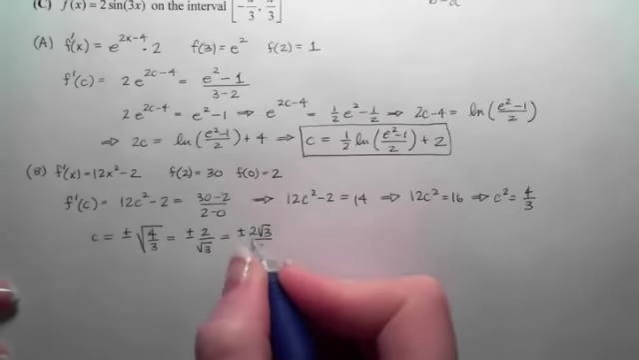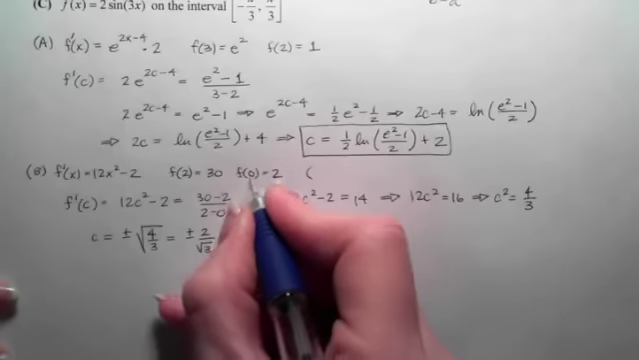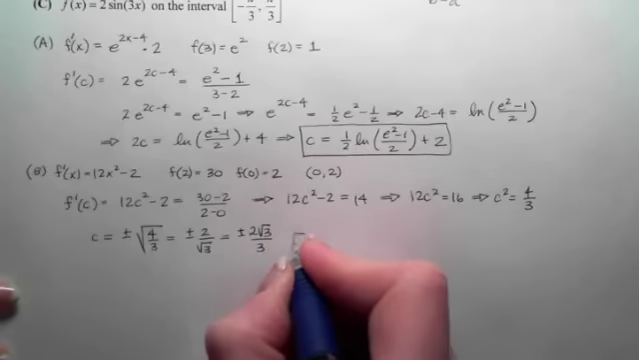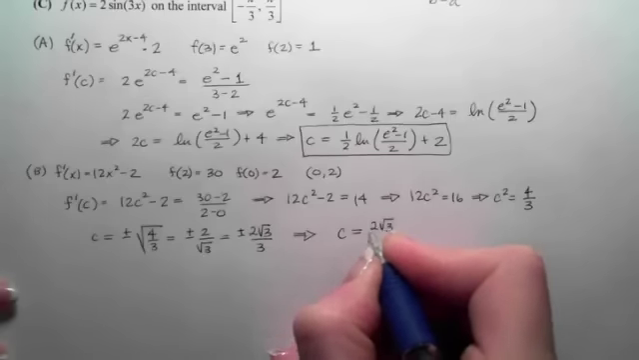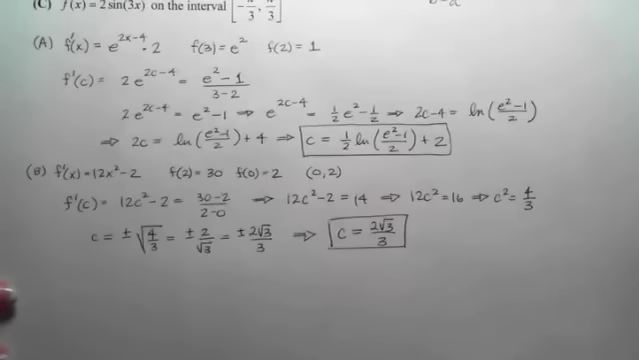Now looking at this, I have a positive and a negative, but my open interval would be from a to b, which is only positive values. So that means the only c I get to keep is the positive one, because that's the one guaranteed by the MVT.